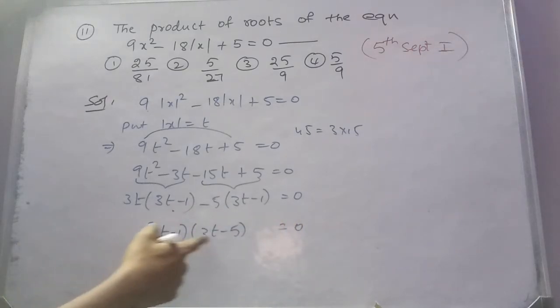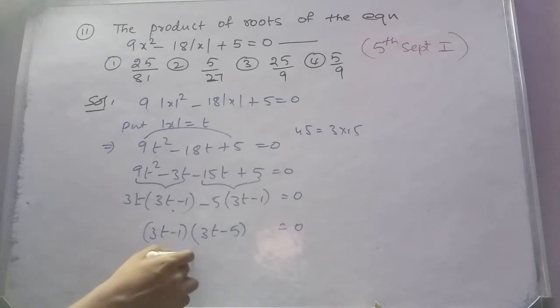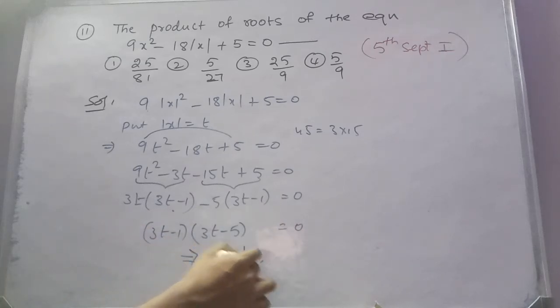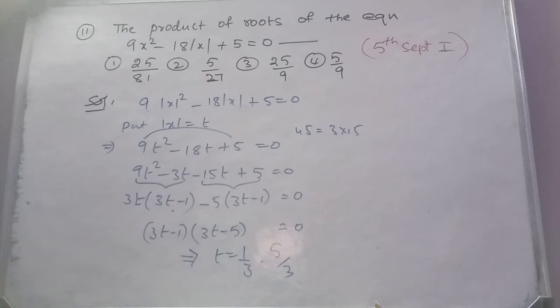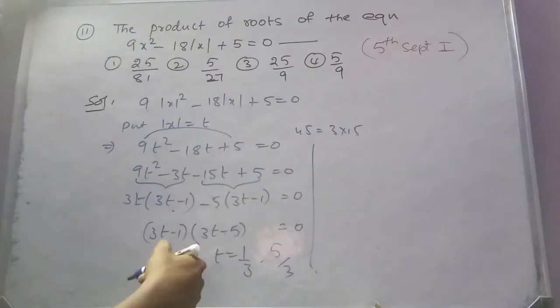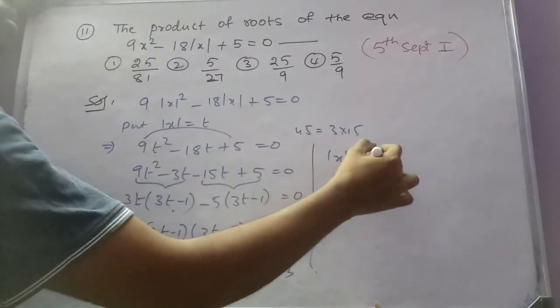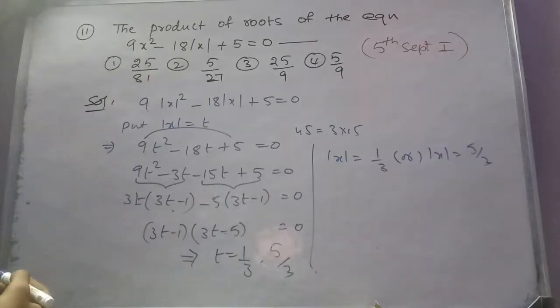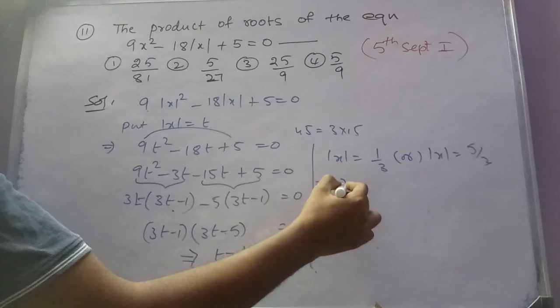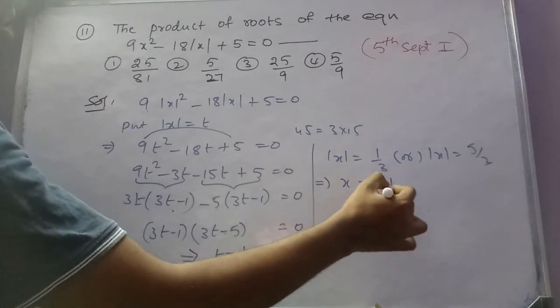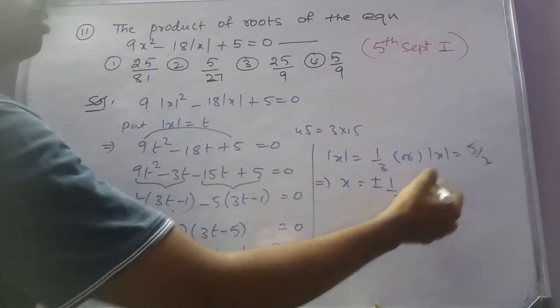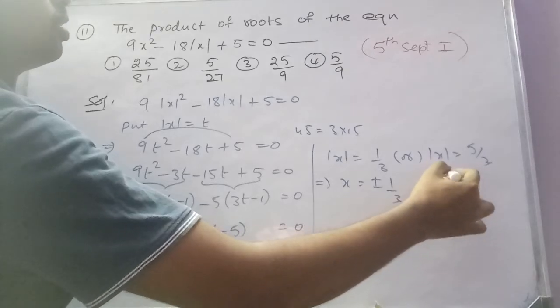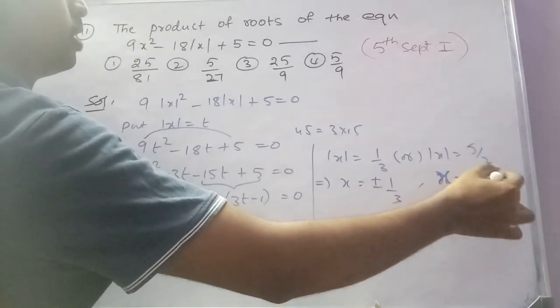So the product of two things is equal to 0. So from the first thing you'll get t is equal to 1 by 3 and from the second thing t is equal to 5 by 3. But actually who is t here? Who is t? Mod x. So mod x is equal to 1 by 3 or mod x is equal to 5 by 3. So then if I remove mod here, then right side I'll get plus or minus 1 by 3. And similarly here also if I remove modulus, I'll get right side plus or minus 5 by 3.